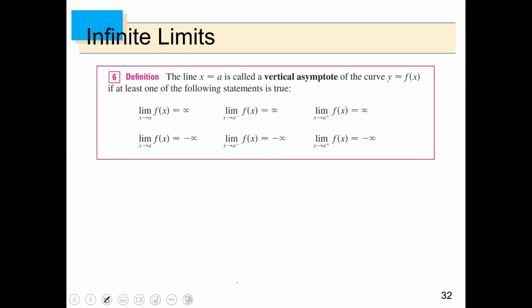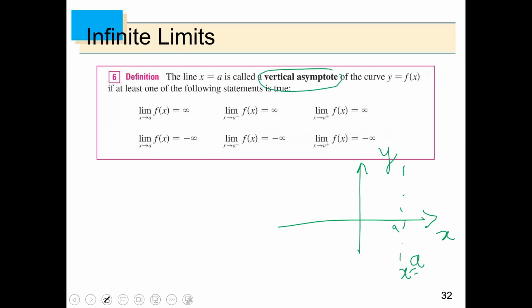Now we arrive at definition 6. We say that the line x equal to a, and if you remember, this line is in fact a vertical line. When you take a vertical line like that, the equation of this line is x equal to a. So we say that x equal to a is a vertical asymptote of the function f of x, or the graph of f of x, if one of the situations happens here. It suffices to have just one.